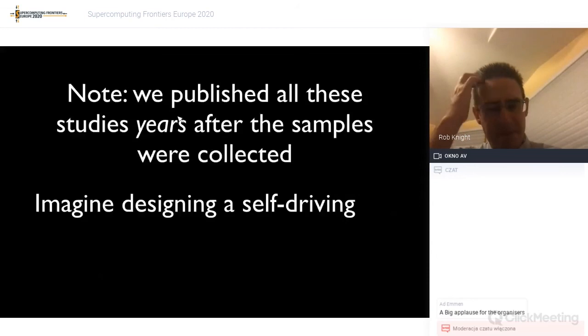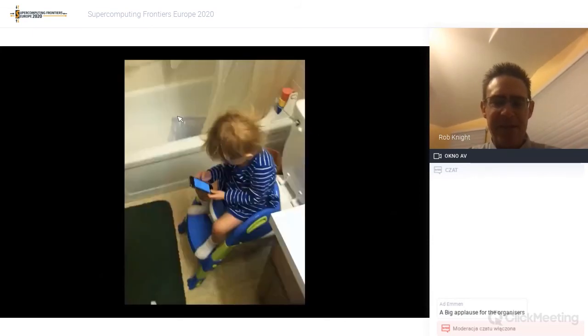So to get around this problem, what we need is instant feedback. And so we imagine that in the future, you might have some sort of smart toilet where as soon as you flush, you get some sort of instant readout of your microbiome.